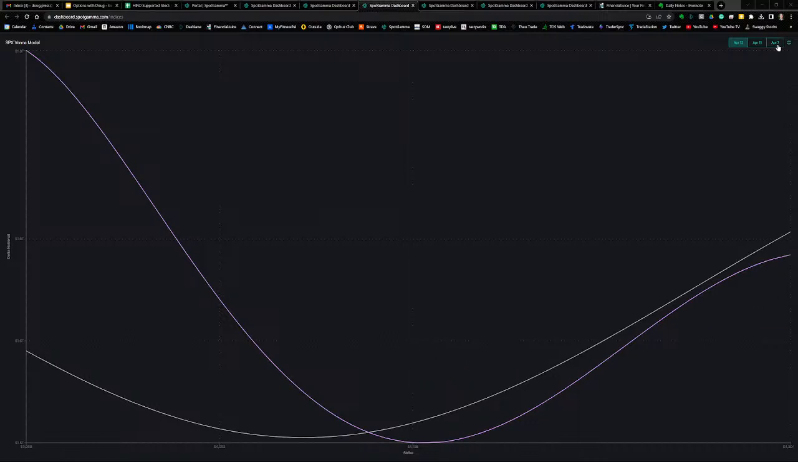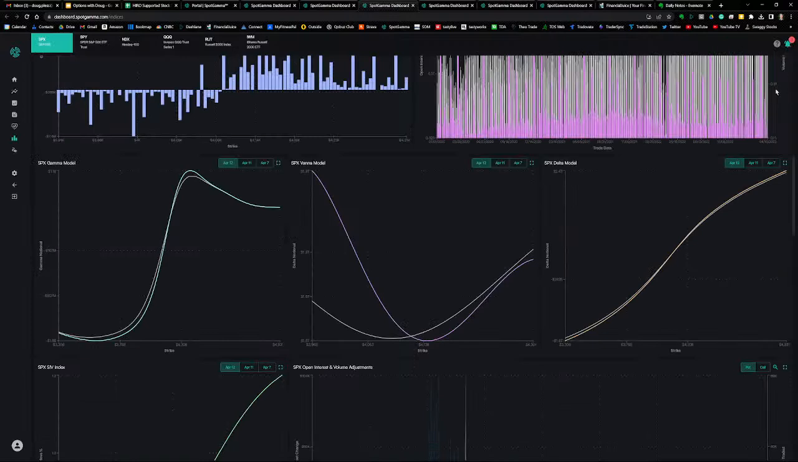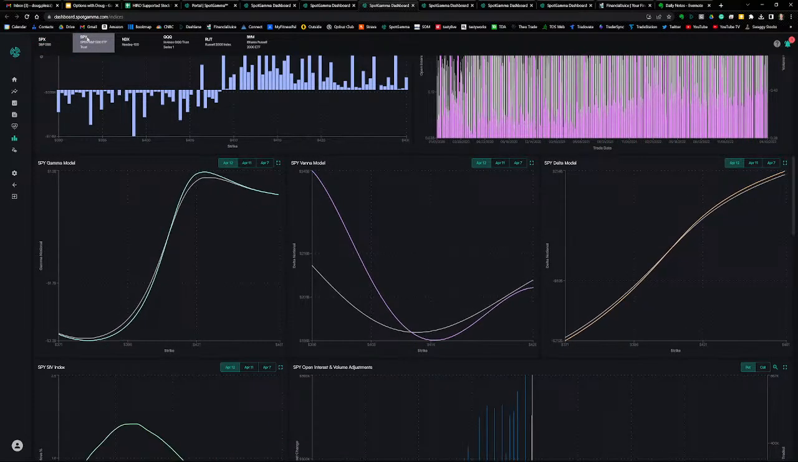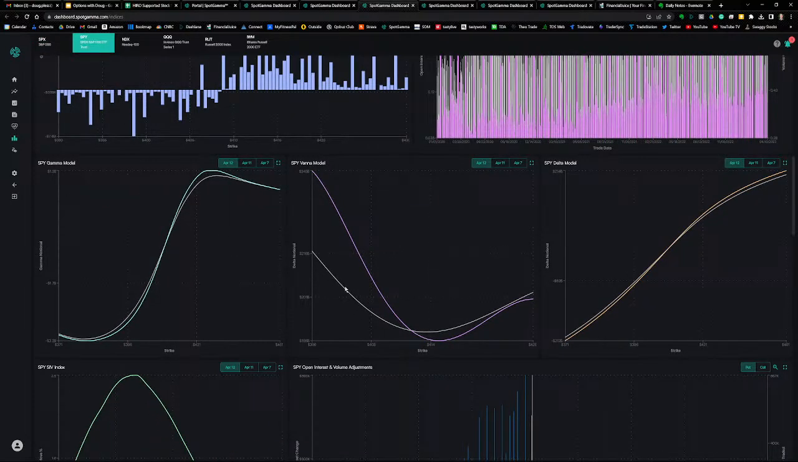All right, so that's the SPX, and let me know if you have any questions about that curve. We'll just take a quick look at the Vanna model for SPY, and just a slight shift more negative. And that shift occurs around 415. And then here it is for QQQ.